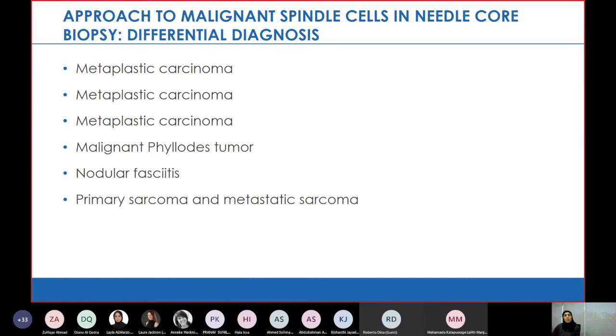Now, the differential diagnosis in malignant spindle cell lesions on needle core biopsy: numbers 1, 2, and 3 would be metaplastic carcinoma. So we have to first exclude metaplastic carcinoma, and then of course second in line is malignant phyllodes tumor, then nodular fasciitis, in some areas that I showed you, which looked more reactive. But primary sarcoma and metastatic carcinoma are down the list; we know that they are very rare in the breast.